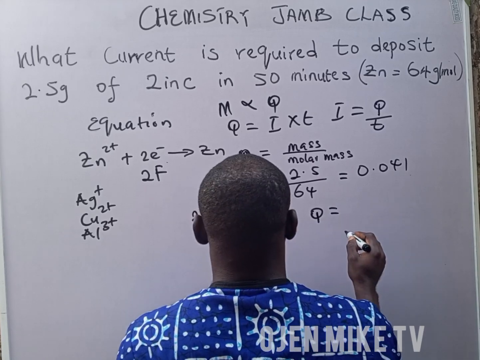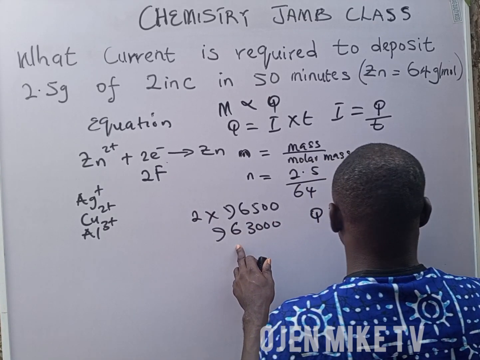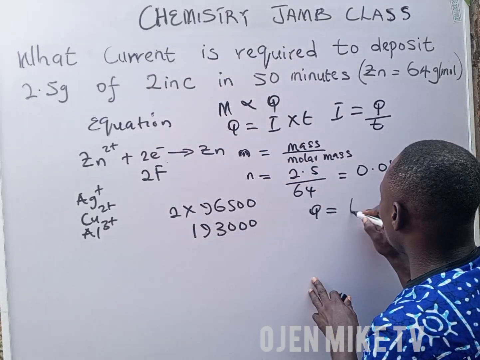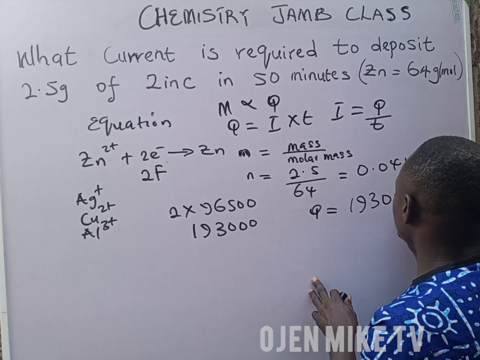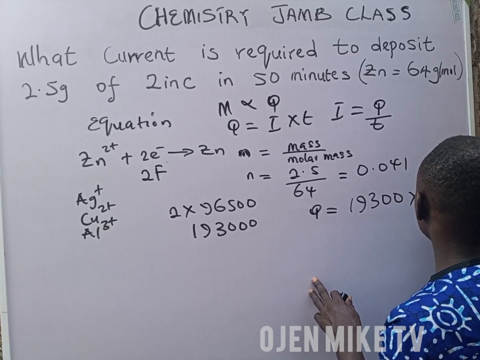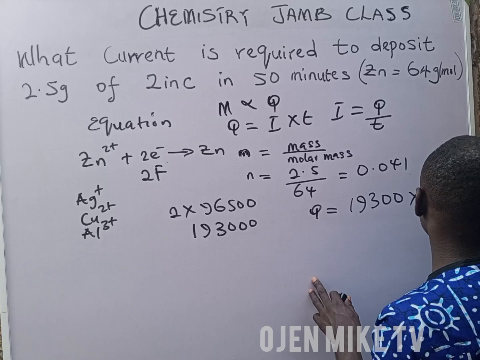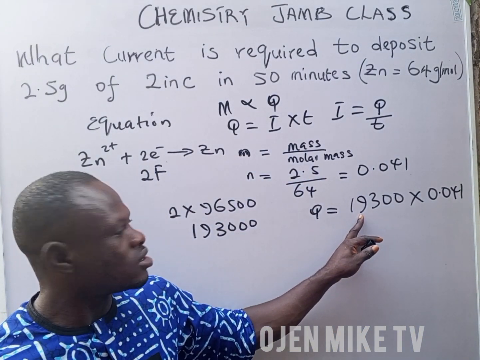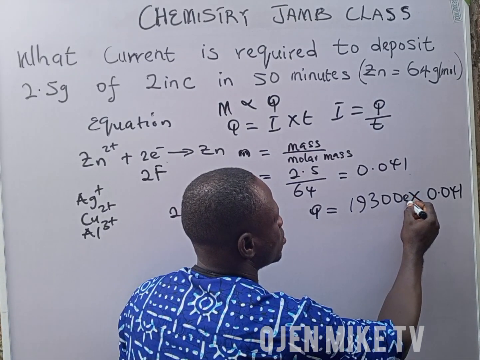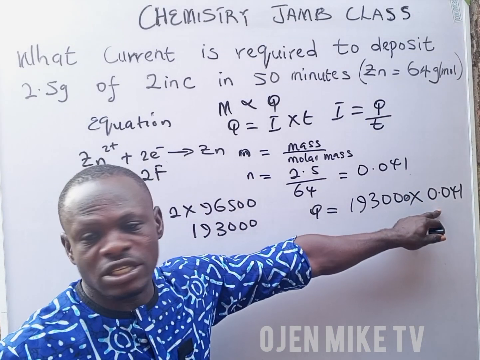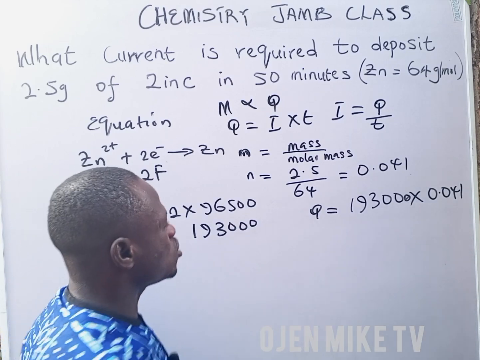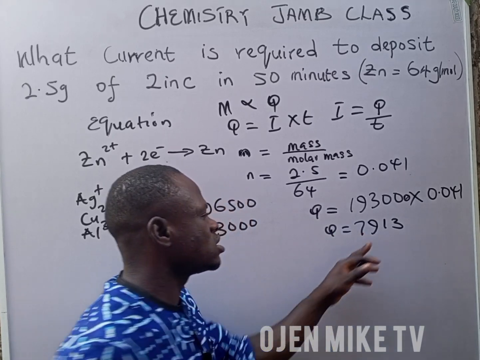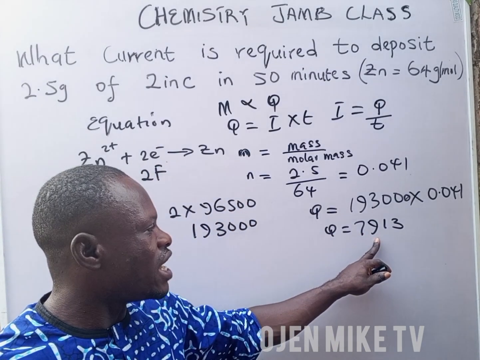Quantity will now be equal to this number of Faradays, 193000, multiplied by 0.041. Are you seeing the board? Multiply this one by this. Do you get that? If you multiply it, we are looking at quantity, so you are going to have 7913. So our quantity is this. Do you get that? Our quantity was 7913.